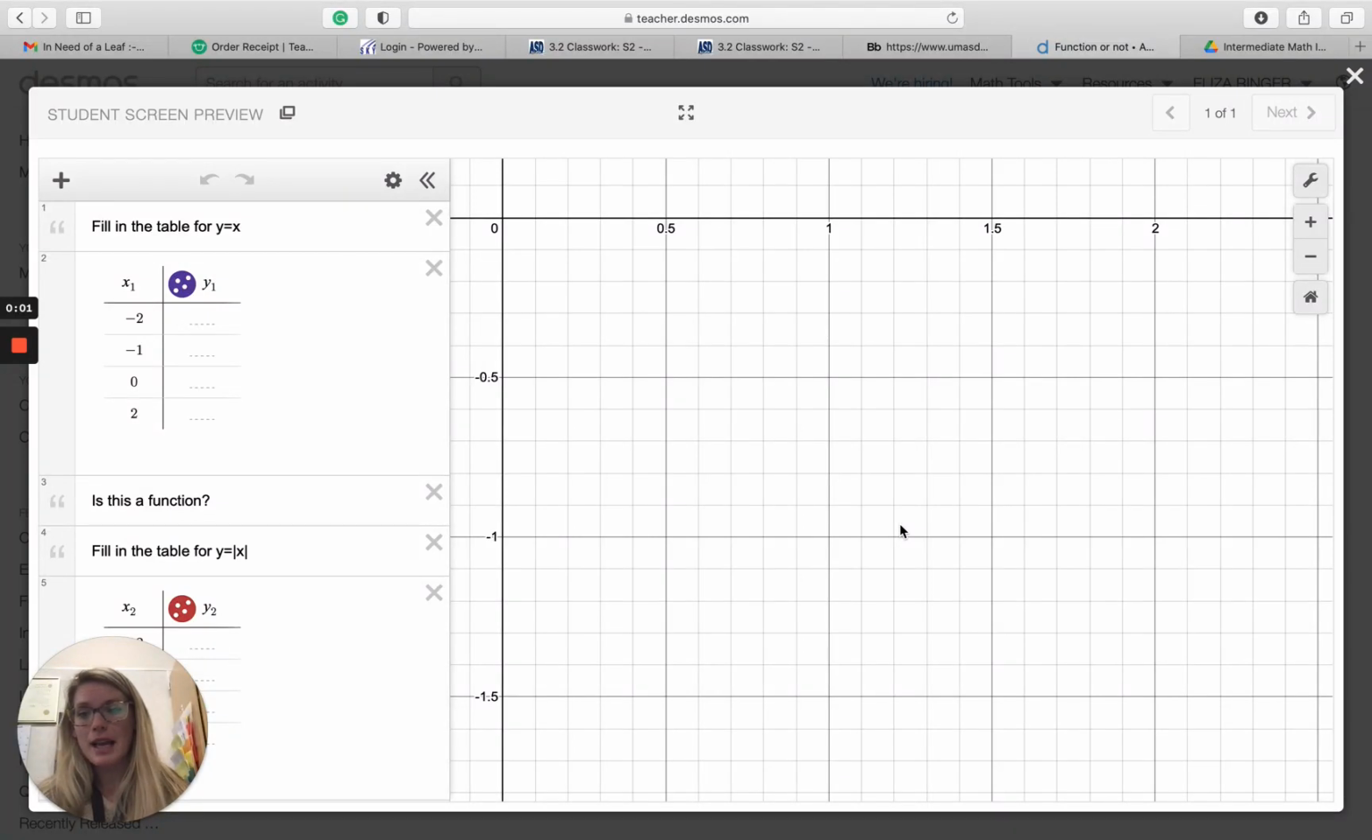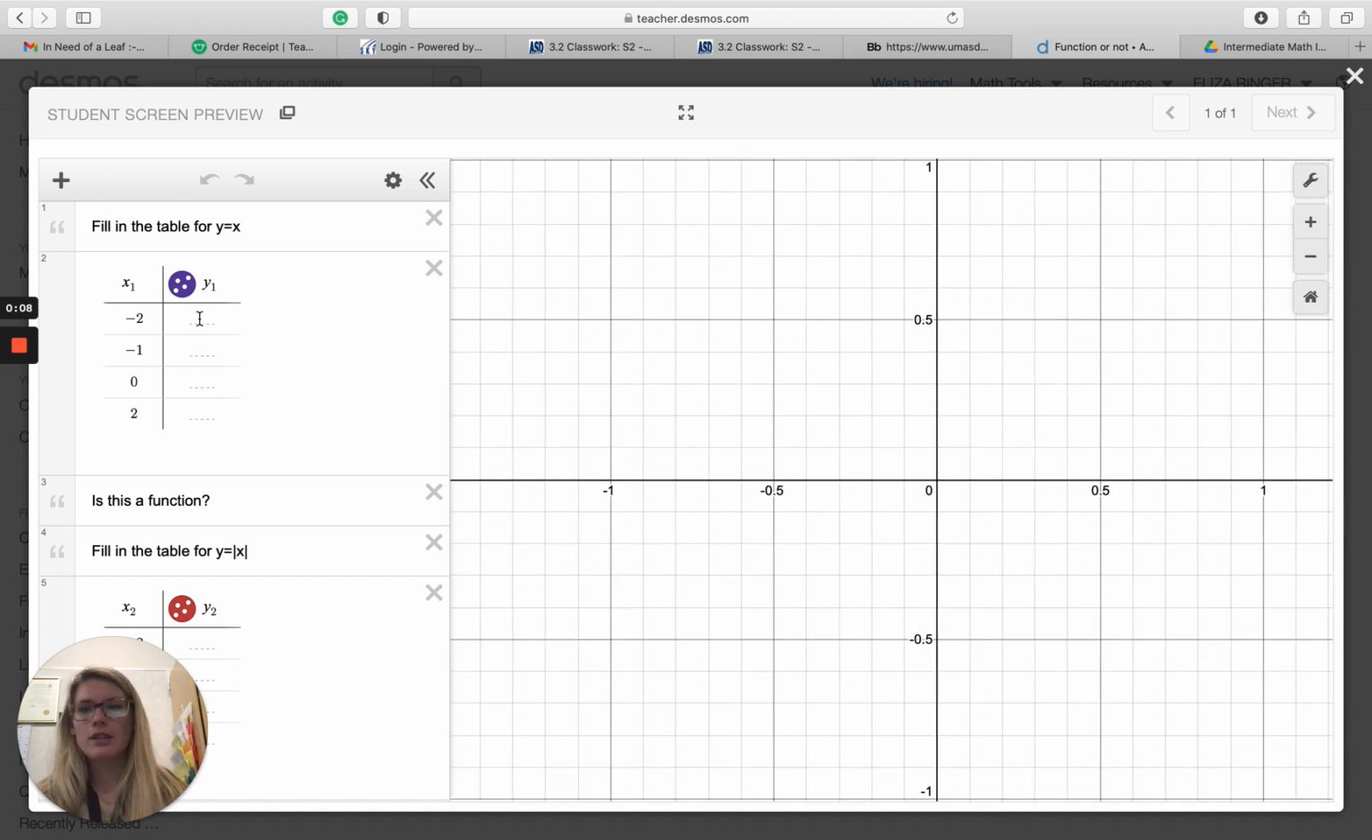Guys, so for the tables I made this little Desmos so that we can actually see the graphs as they go. So let me center this so we can see the points. So the first table in your classwork packet, this is on the bottom of page 7, is y equals x.